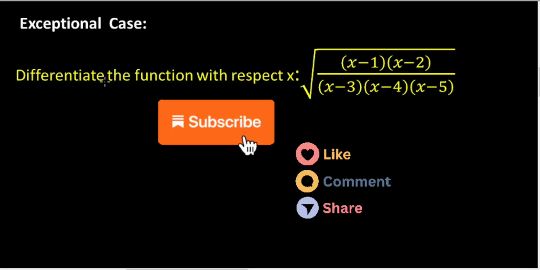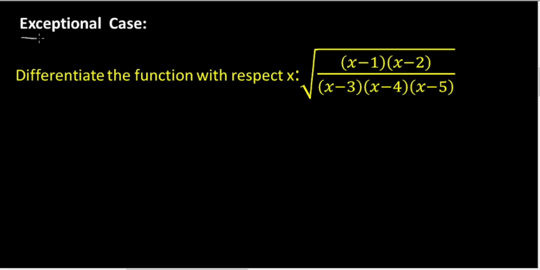In today's video, let's talk about the exceptional case in the logarithmic differentiation method. So let's take a look into this problem. Differentiate the function with respect to x: square root of (x minus 1)(x minus 2) over (x minus 3)(x minus 4)(x minus 5) has been given.